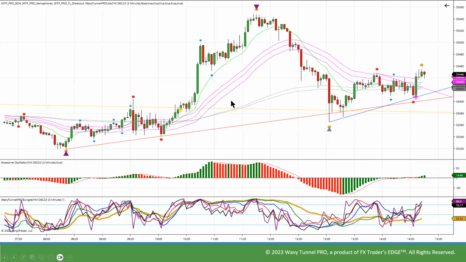Here is the Dow. Is this the Dow? And I guess this is also a 3-minute. Yeah, 3-minute time frame. Same pattern. Look at this. We had an extended move up. We had the purple. So from here, at least we're going to come down to the wave, but we came all the way down to the tunnel. We usually come down below the tunnel. And then we turned around.